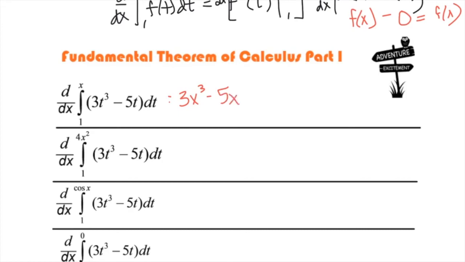Now, the next one says 1 to 4x squared. So here's what I want to do. I want to go just modify my work up top. So let's just say it was 4x squared here. So, of course, that would change this bound. And then I would have plugged a 4x squared in. And now, that doesn't change the fact that this derivative is 0. But if I'm going to take the derivative of big F of 4x squared, it would be little f of 4x squared.